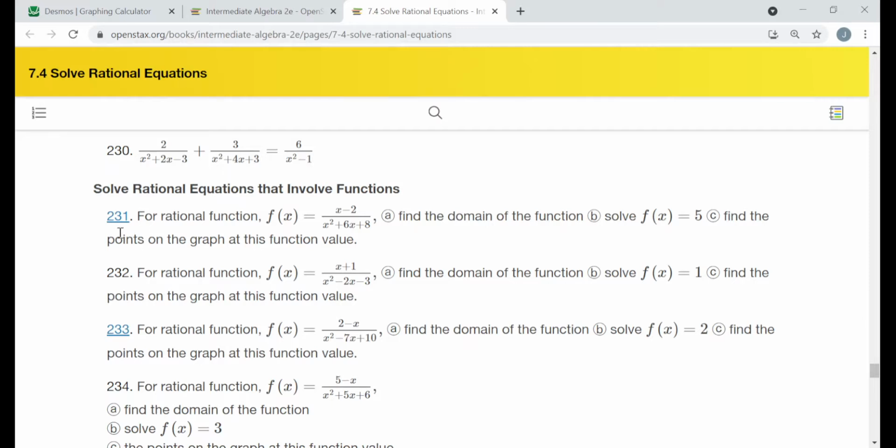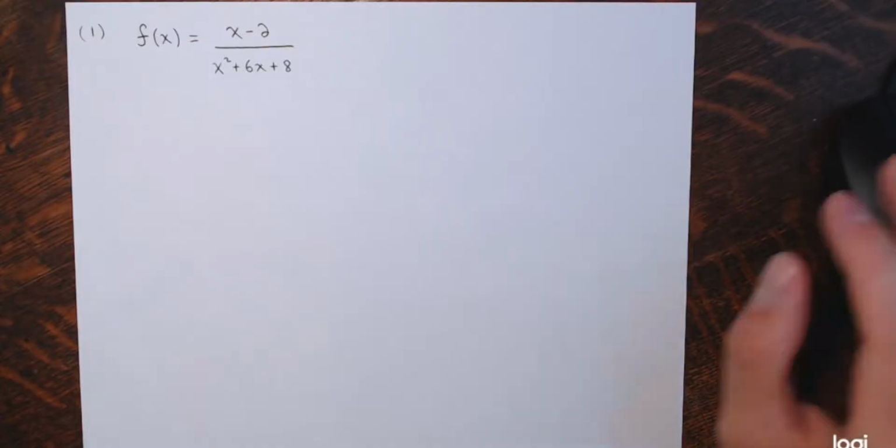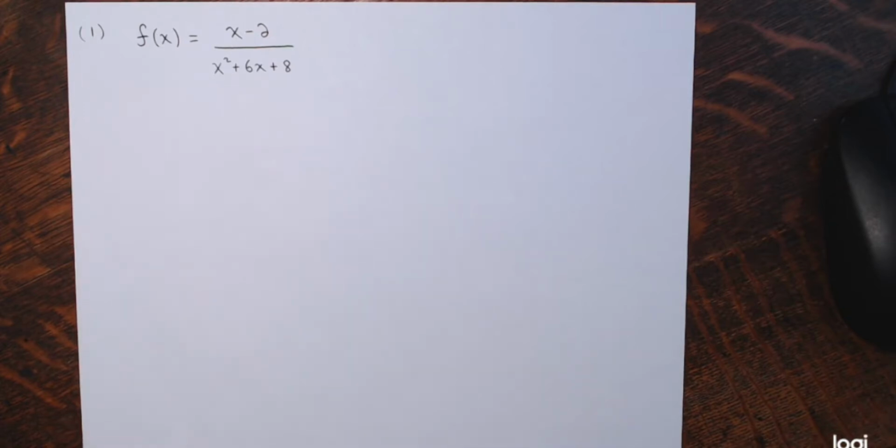Alright, so for this first example, we have the rational function f of x equals x minus 2 divided by x squared plus 6x plus 8, and we're asked to do the following. Part A is find the domain of the function. So I pull this up. Here's again example 1. We're given this rational function.